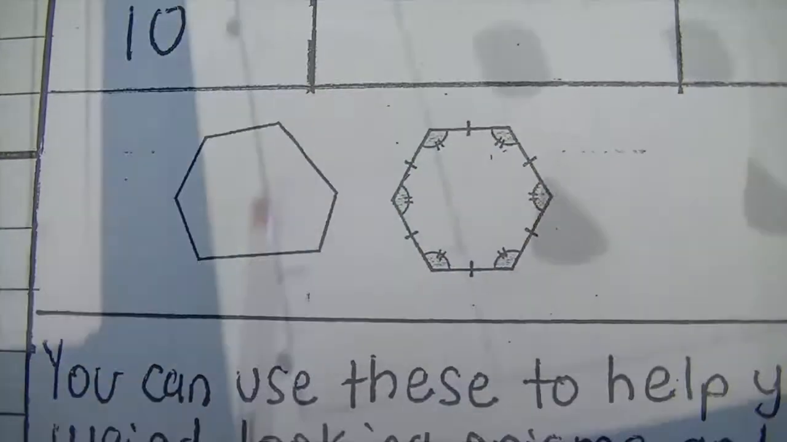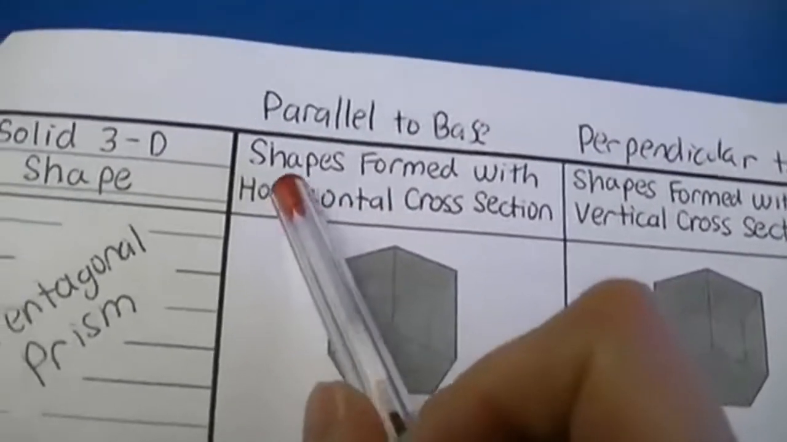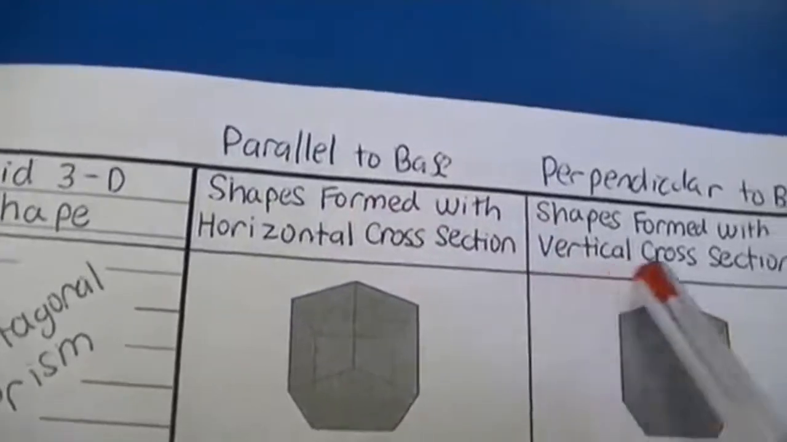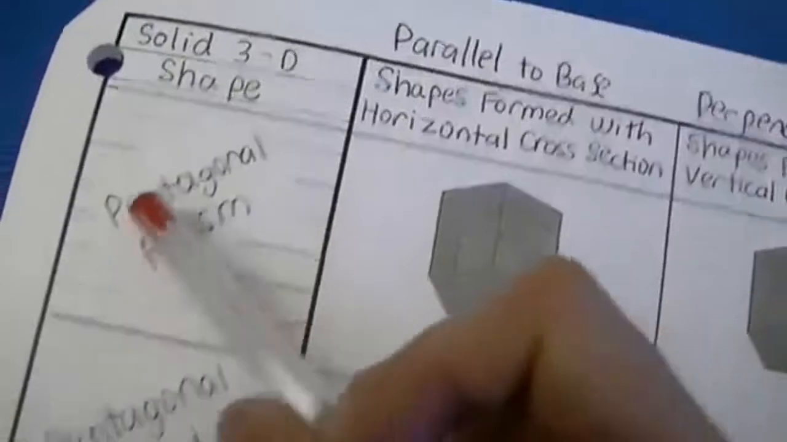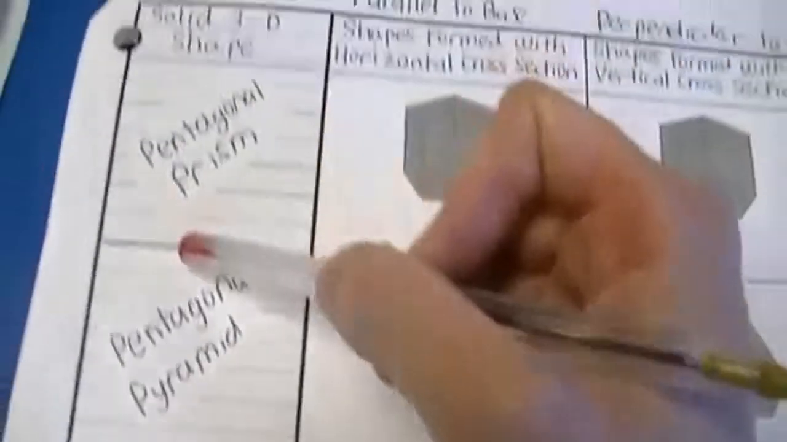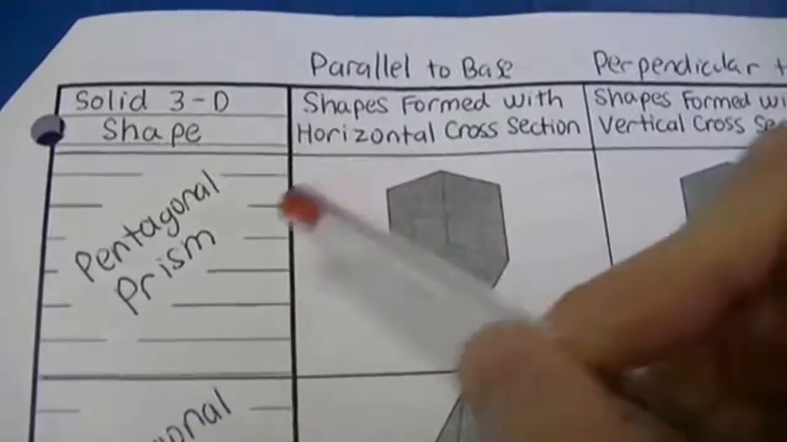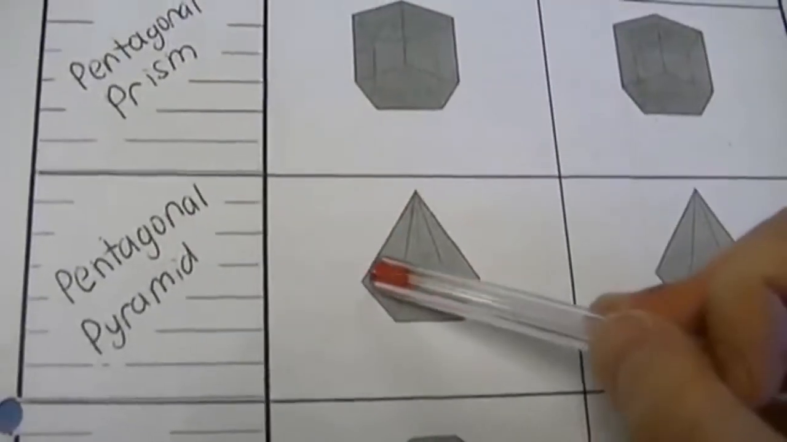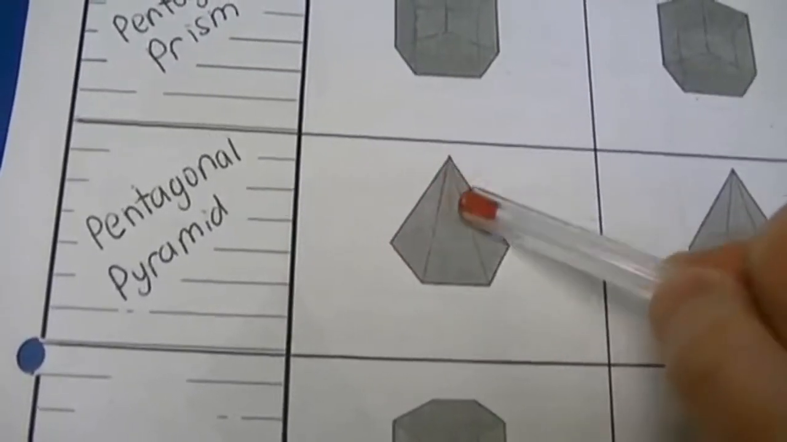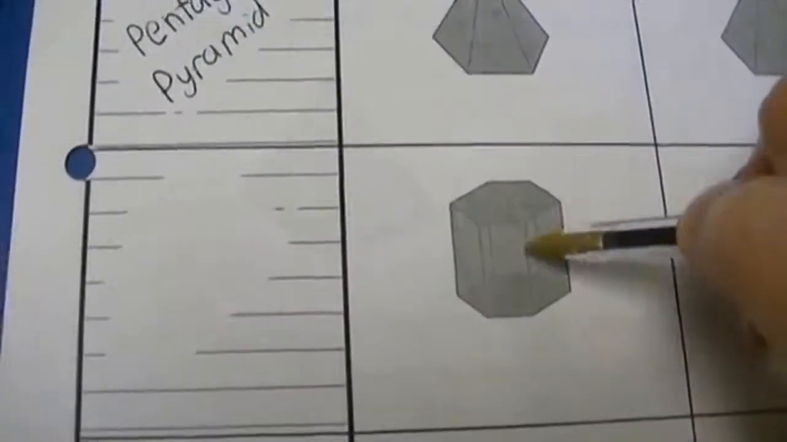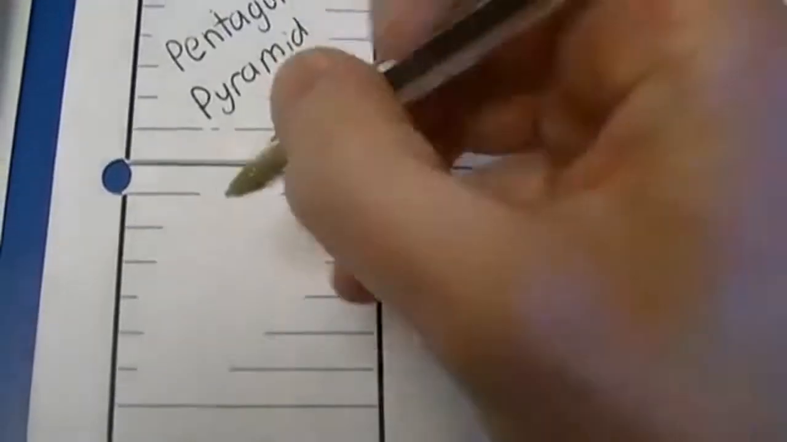What does that mean? Okay, so again, we're going to be slicing parallel to the base and perpendicular to the base for each of these. But you'll notice that some of these are blank over here, and that's where we're supposed to name them. So here, this has got 5 sides, and it's a prism, so it's a pentagonal prism. Here, this also has 5 sides, and it's got a pointy thing, so that's a pentagonal pyramid. Right here, you'll see that it's got 6 sides, and it's shaped like that. That's a hexagonal prism.